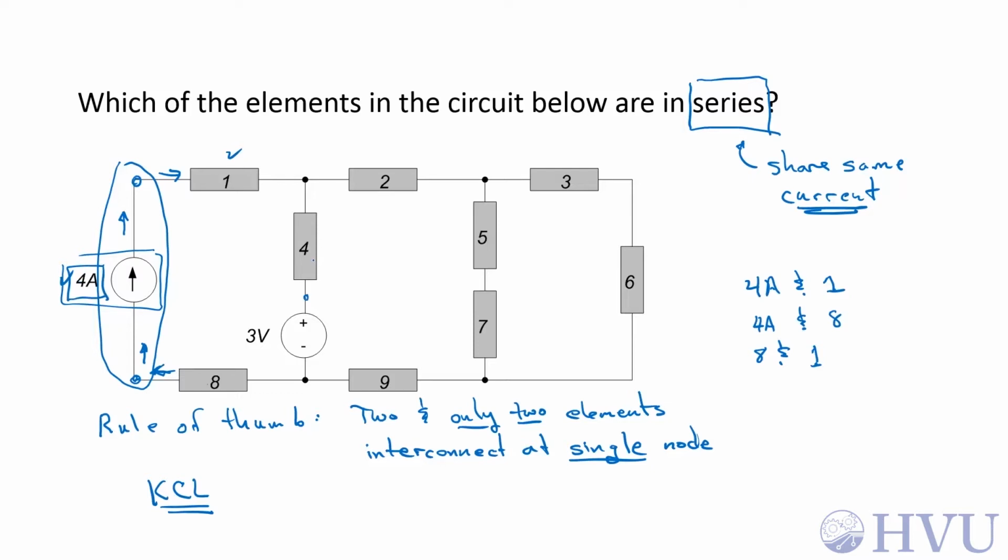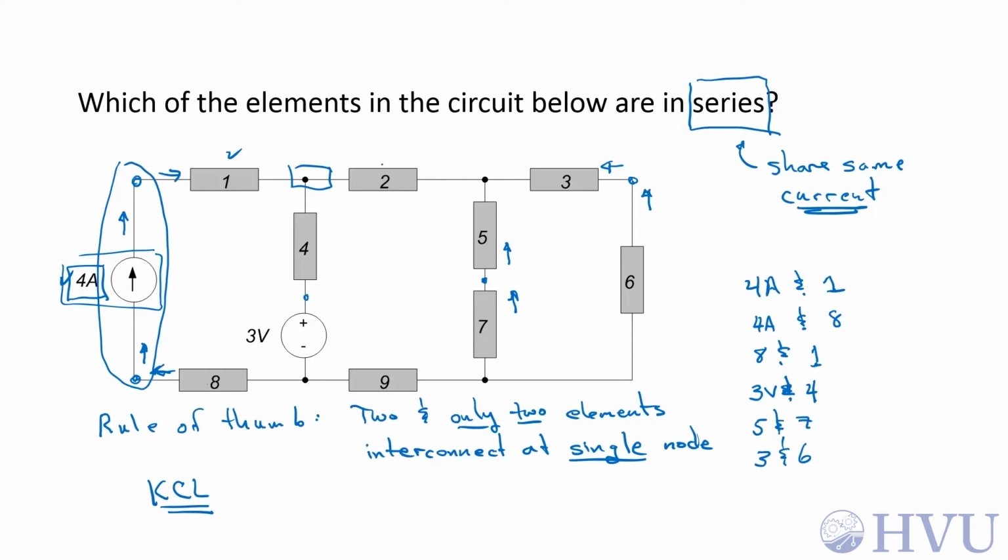At this node here, element 4 and the 3 volt source are the only two connected. Those are in series. At this node here, elements 5 and 7 are the only two that are connected to that node. Those two are in series. So again, if I do KCL at this node, the current entering has to be equal to the current leaving. These two have the same current. Finally, this node up here only connects elements 3 and 6. Those two will be in series. I can double check with KCL. Those two currents have to be the same.